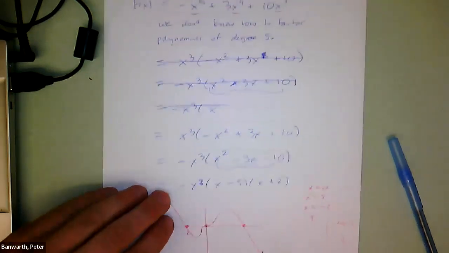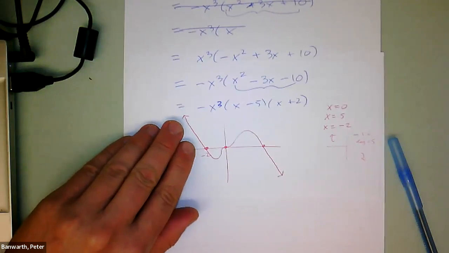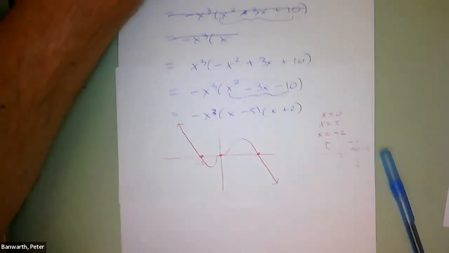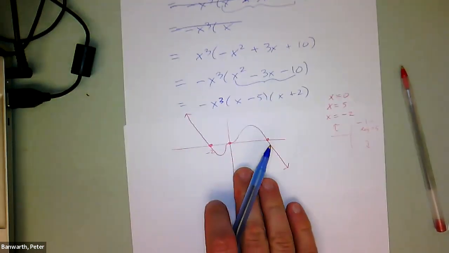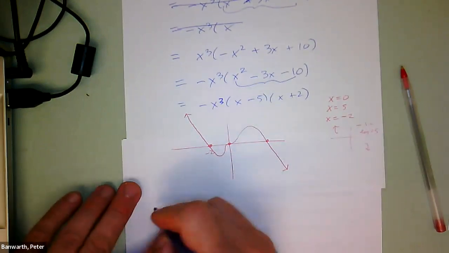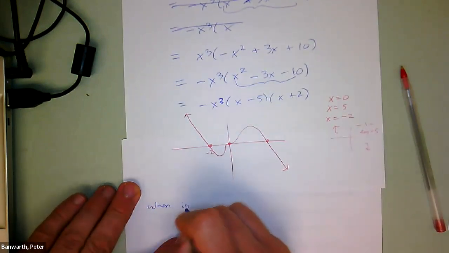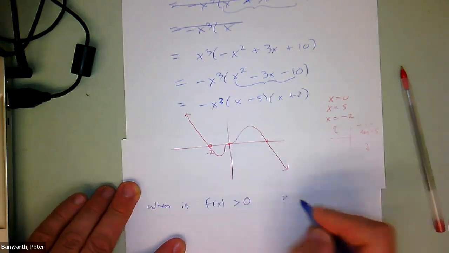One more piece for this, which is solving a polynomial inequality. Sometimes we want to know not just when my function is equal to 0, but I might want to know when my function is greater than 0 or less than 0. So when is this function f of x greater than 0?